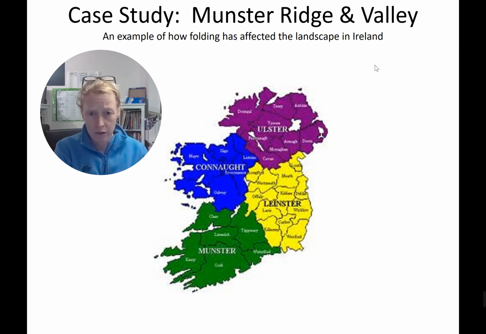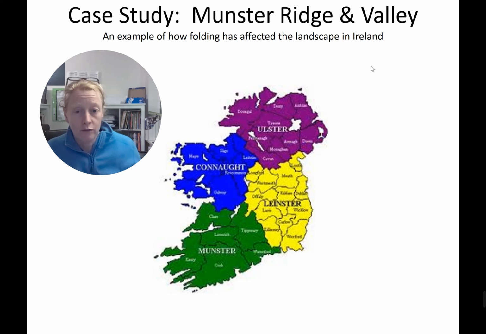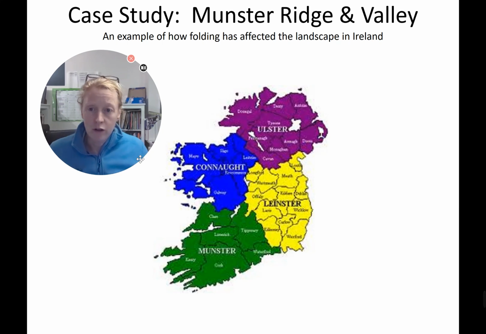We saw the example of Caledonian folds in Dublin Wicklow. But the thing about Munster Ridge and Valley is it's affected a large part of the landscape, and that's why it's more effective in terms of a case study. It's called Munster Ridge and Valley because it's in the province of Munster and it's made up of loads of ridges and valleys.